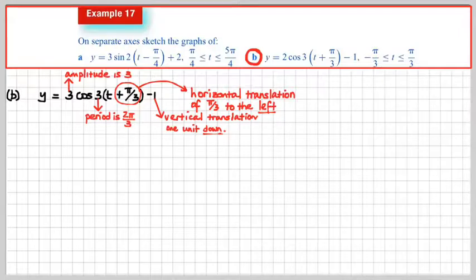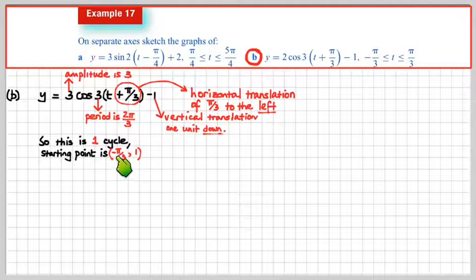Alright, we can cope. So this is a one cycle graph of cos, and the starting point is going to be minus pi on 3. Now, wait a minute. Cos would normally start at its highest point, which would be where y is 2. This has been moved down 1, so it's going to start at y is 1, and it'll move down to its lowest point. I'm having trouble thinking here.